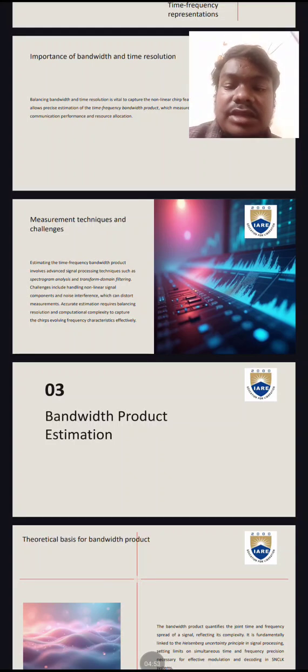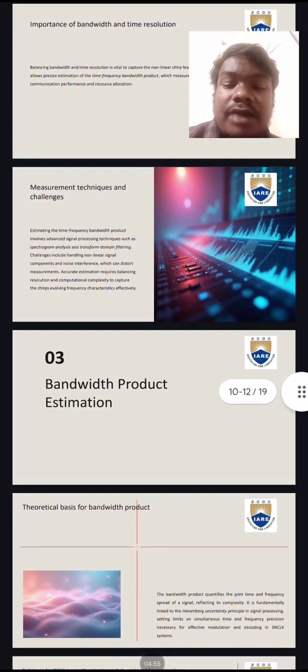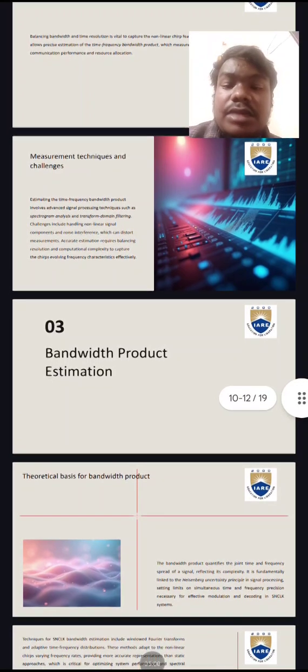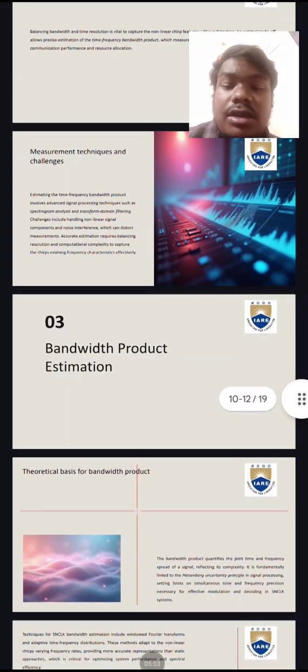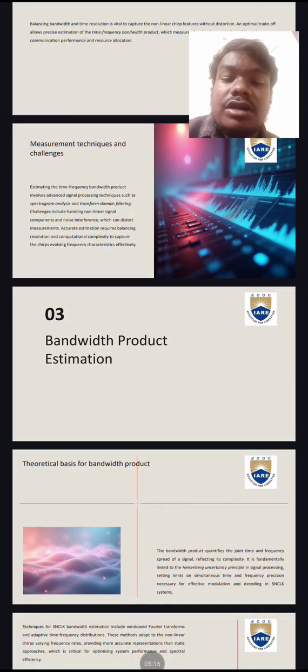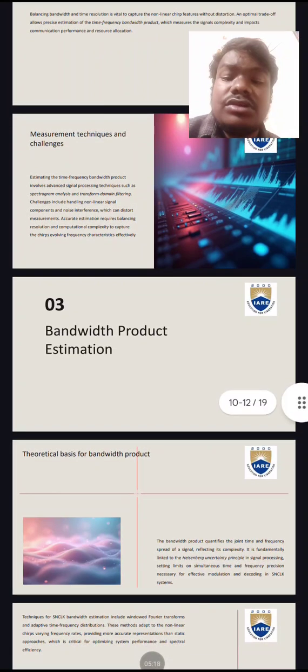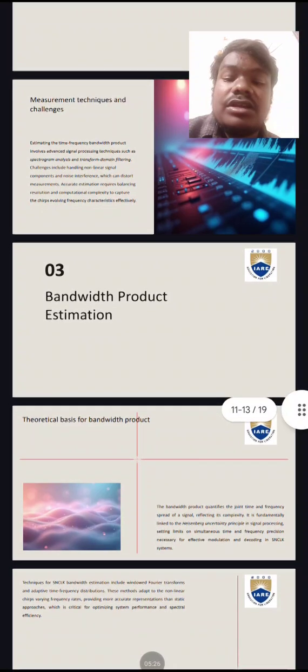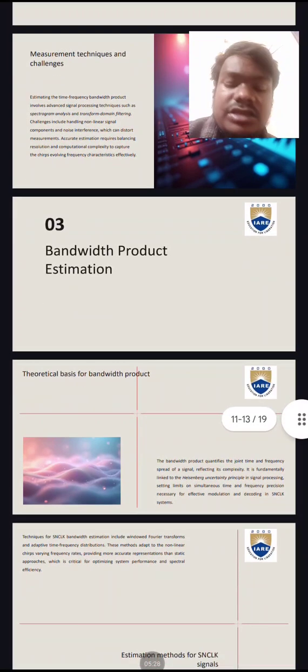Measurement techniques and challenges. Estimating the time frequency bandwidth product involves advanced signal processing techniques such as spectrogram analysis and transform domain filtering. Challenges include handling non-linear signal components and noise interference, which can distort measurement, and accurate estimation requires balancing resolution and computational complexity to capture the chirp's evolving frequency characteristics effectively.